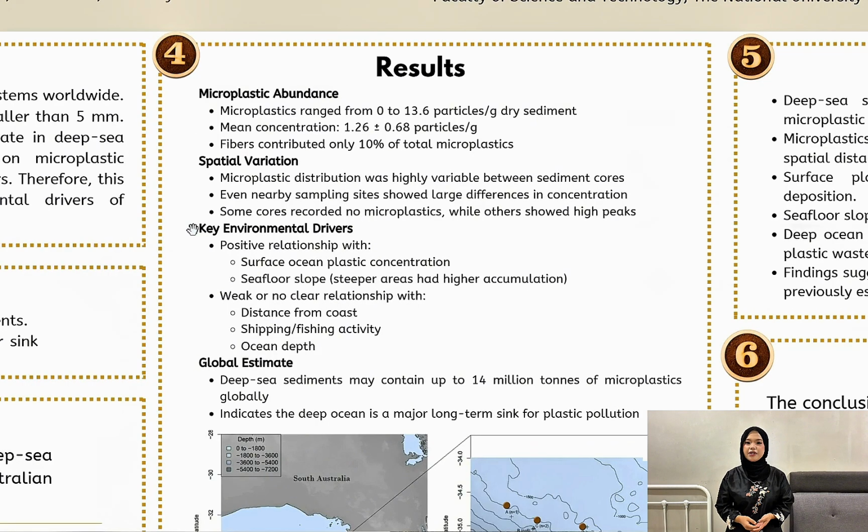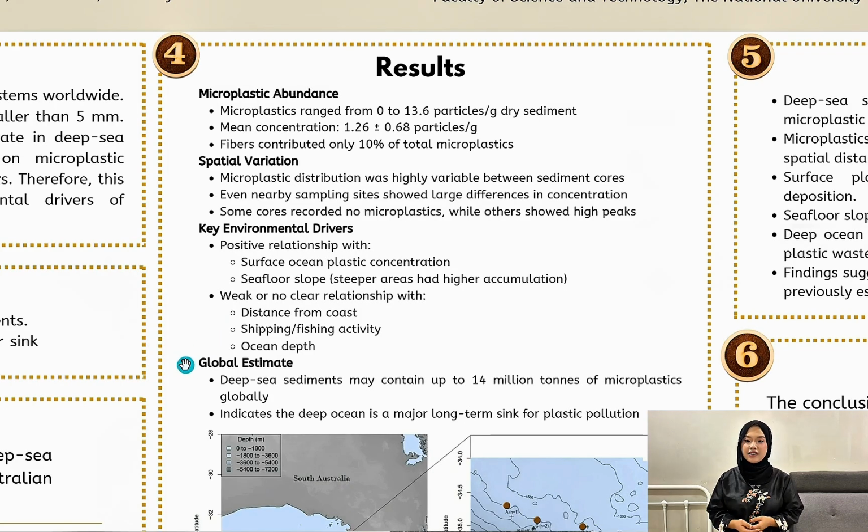The third result shows the key environmental factors that influence microplastic accumulation in deep sea sediments. The study found that microplastic levels are positively related to surface plastic concentration and seafloor slope. This means that areas with more plastics floating on the ocean surface tend to have more plastics in the sediment below. In addition, steeper seafloor areas tend to collect more microplastics. However, there was no strong relationship between microplastic levels and the ocean depth, distance from the coastline, or shipping activity.